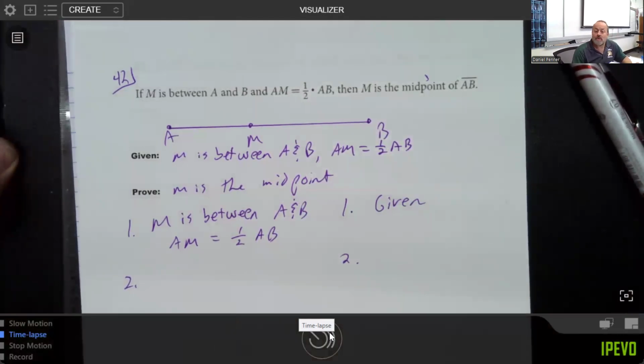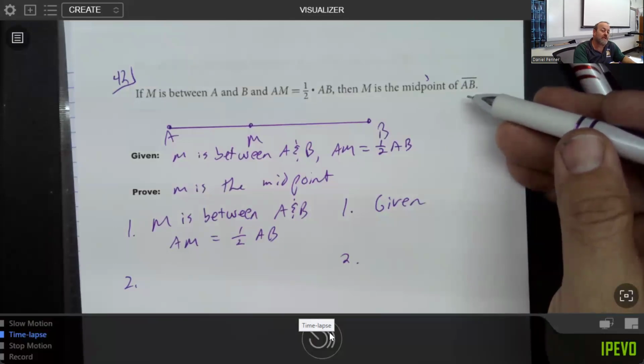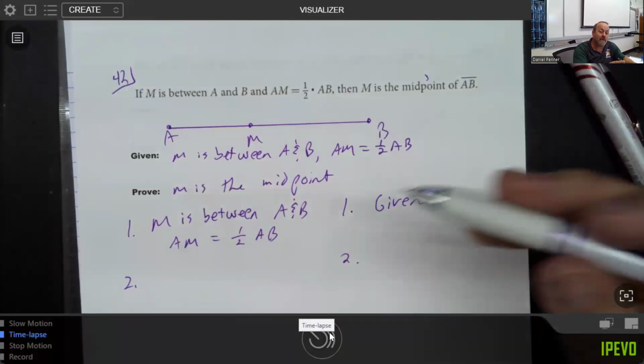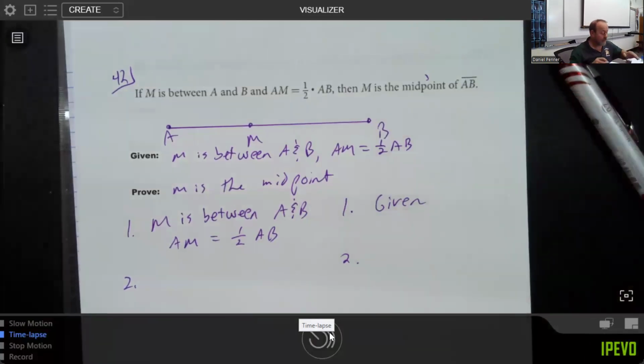Now, one thing that I do is I look at a proof like a journey. And when I'm all done, I want to land at this place right here. What it would take to show that they are equal is that I would want to show that AM is the same as AB. And that's where we're going to go.